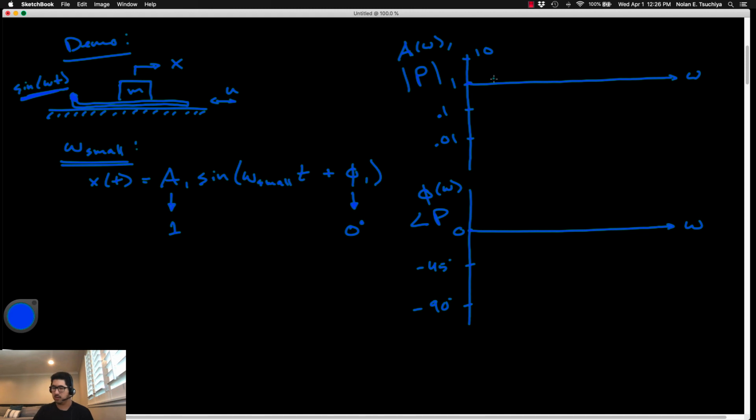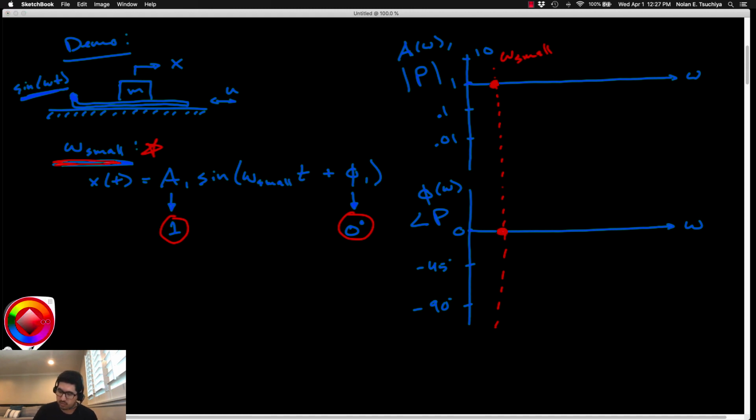So for a very low frequency like we had over here, on the frequency domain, that corresponds to a value very far to the left. So for a very low frequency, we're somewhere here, and we'll call this omega small. Now experimentally, we determined the magnitude and phase at that very low frequency, so we can plot a data point. One's right here at a magnitude of 1, and one's right here at a phase of 0.